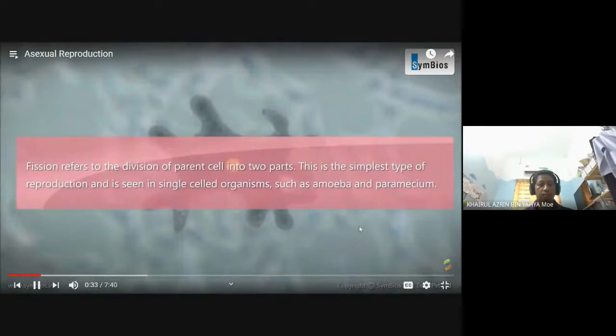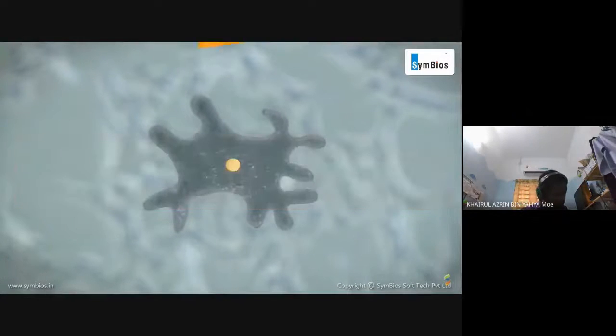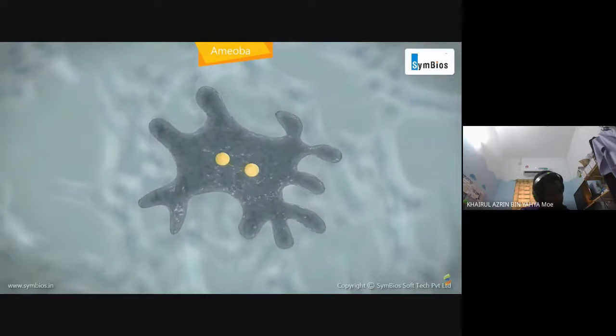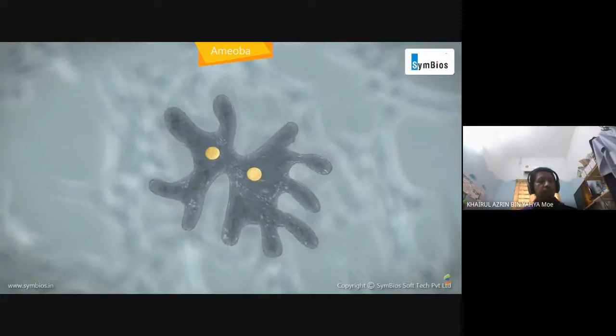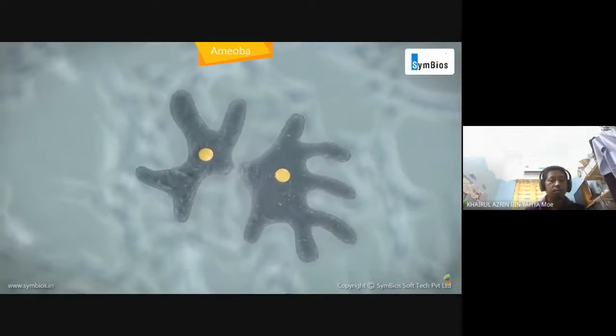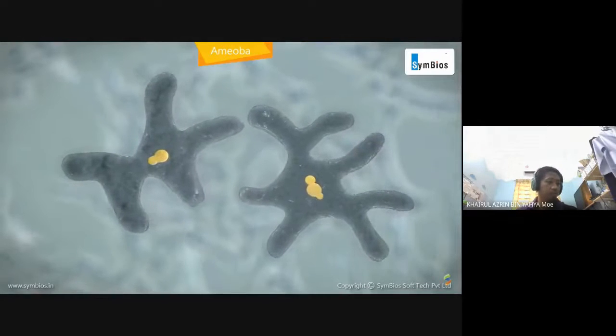Fission refers to the division of parent cells into two parts. This is the simplest type of reproduction and is seen in single-celled organisms such as amoeba and paramecium. In amoeba, the nucleus first divides into two equal parts. This is followed by the division of the cytoplasm. Thus, the two daughter amoeba formed grow and attain full size and then split again.